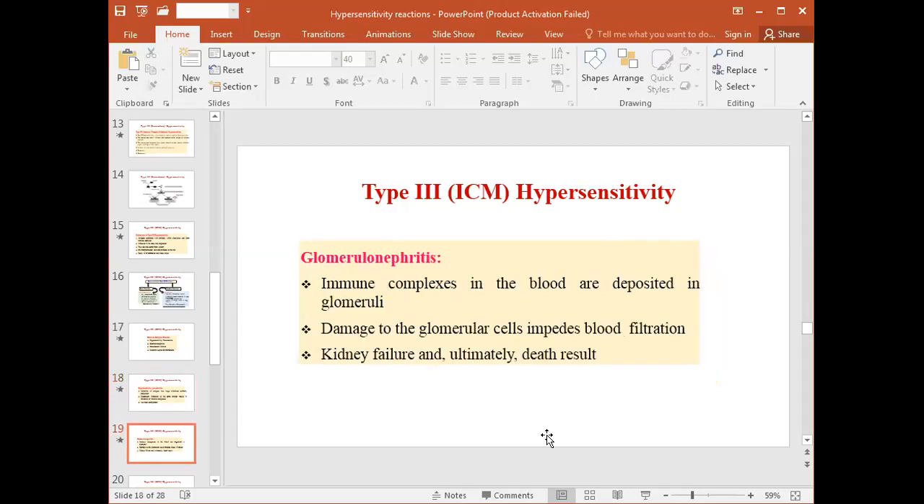alveoli of the lungs. Next one is glomerulonephritis. This is because of infection and the presence of the immune complex in blood. Here the glomerulus is functioning as a filtration unit, so the complex will be deposited there and will subsequently activate the complement pathway, and will result in renal failure and ultimately death.